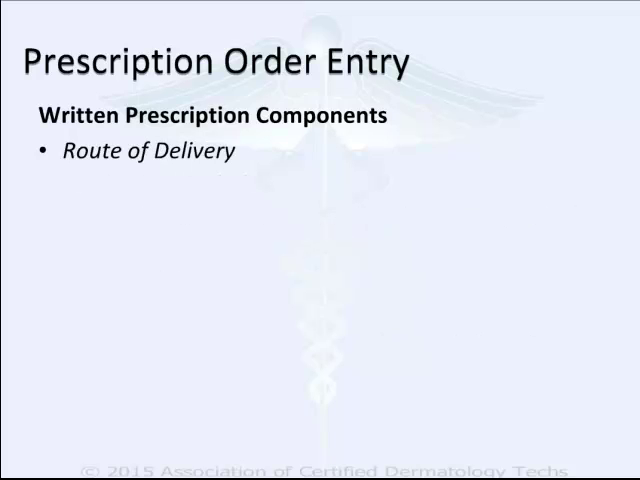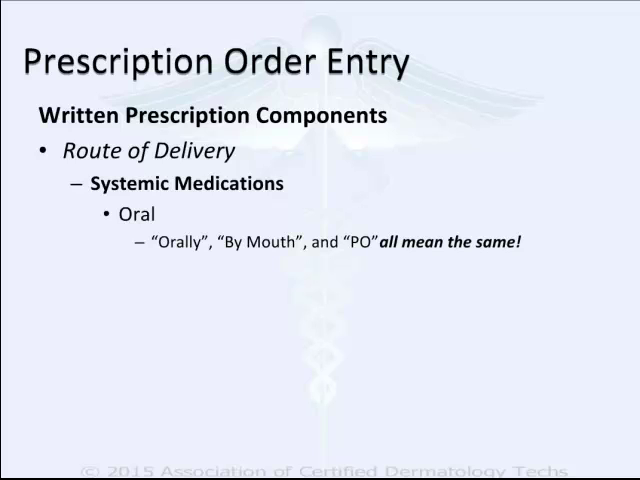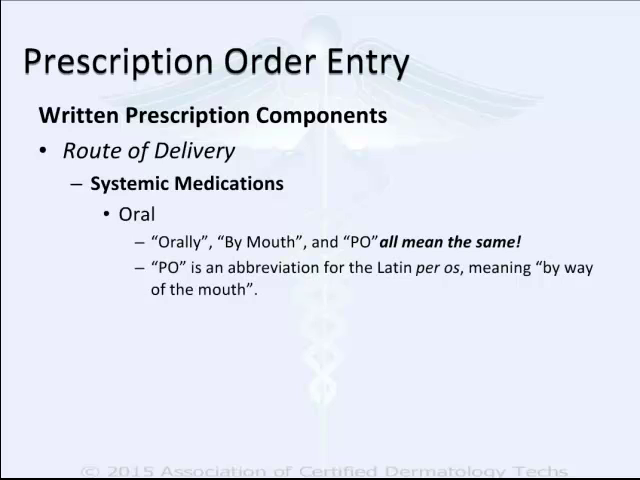The route of delivery is the manner in which a given medication enters the body. The vast majority of systemic medications are taken orally. The terms orally, by mouth, and PO can all be used. In fact, PO is really just an abbreviation for the Latin term per os, which simply means by way of mouth. For example, take 1 PO is the formal way to say take 1 by mouth. But again, the abbreviation PO isn't necessary. Instead, it's entirely acceptable now to just write take 1 by mouth.